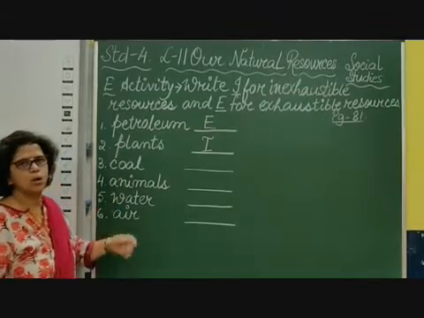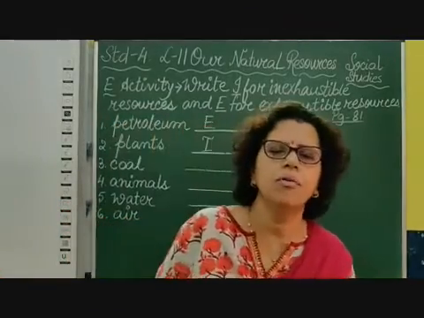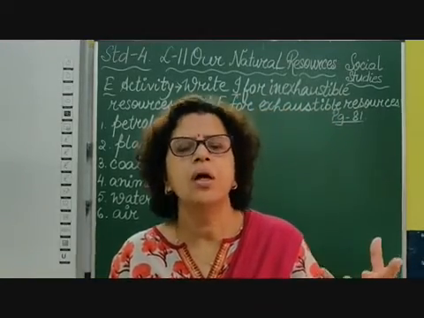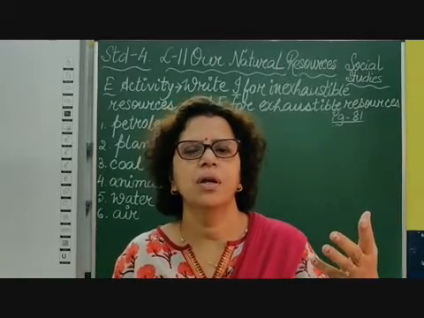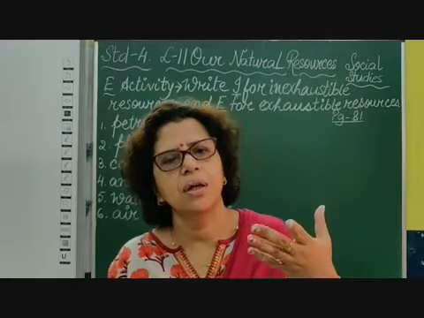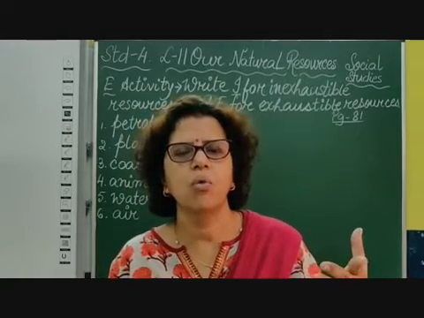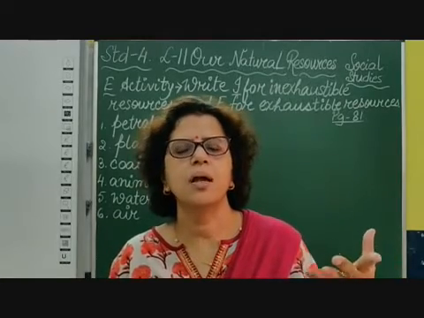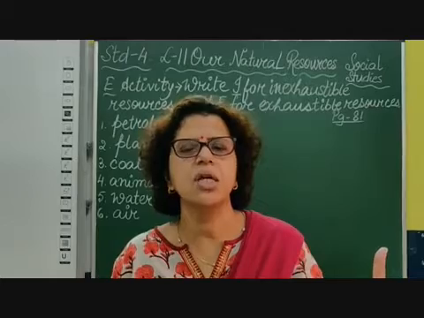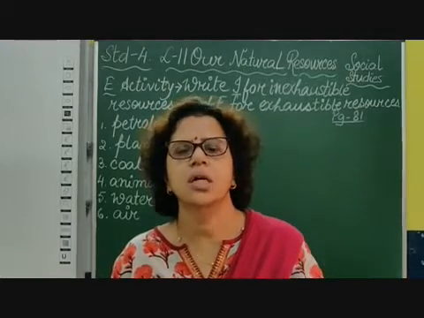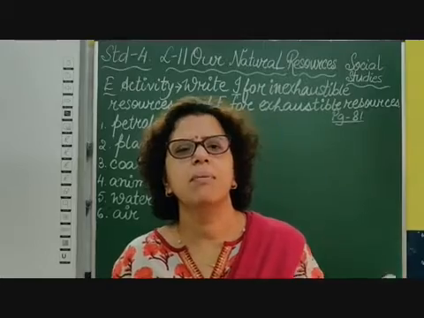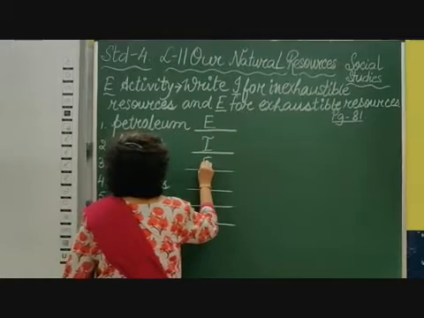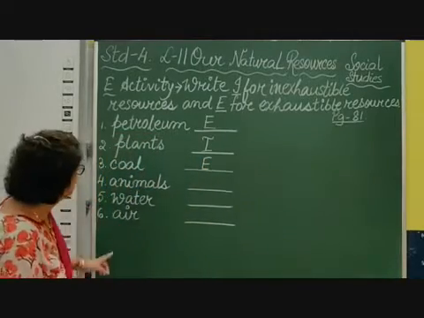Okay. Coming to coal. Coal also we have done before, and we have shown you the pictures that coal is used as a fuel. It is used in factories, even to generate electricity. Even homemakers use it for cooking and all these things. Mainly it is now used in factories and for generating electricity. So coal, once used, you cannot get it back, and it takes millions of years to form. So it is an exhaustible resource, and you have to write E.